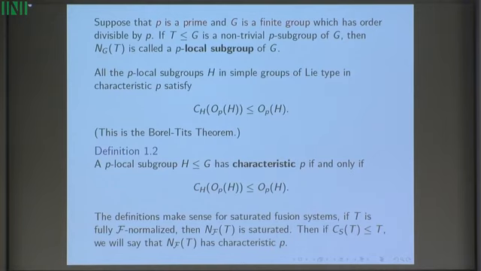If we went to a saturated fusion system, then, for instance, if T was fully normalized, then NF of T is saturated, and we can just make the same definition for characteristic P. So that makes sense for fusion systems as well.